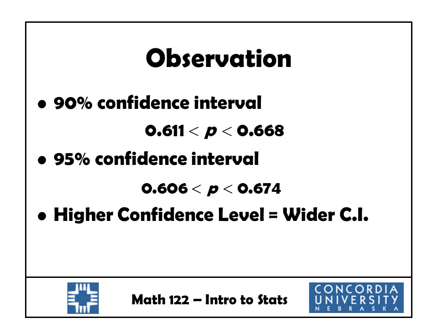Okay. Now let's make an observation here. At the 90% level, we said P is between 0.611 and 0.668. At the 95% level, we're 95% confident that P is between 0.606 and 0.674. So notice that at the 95% level, we have a wider confidence interval. We have a bigger range of values. And so a higher confidence level means a wider confidence interval. If we do the same thing at a 99% confidence level, we'd get an even wider confidence interval. So again, if we want to be more confident in our results, we give ourselves a bigger target to hit.